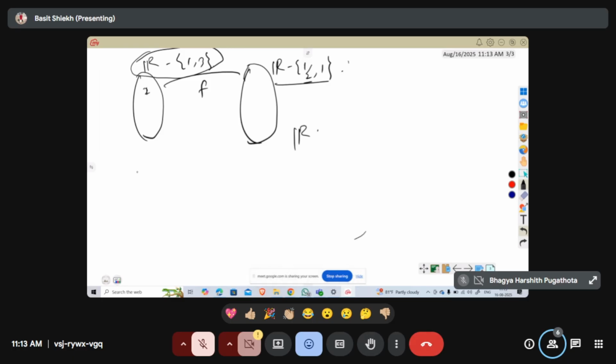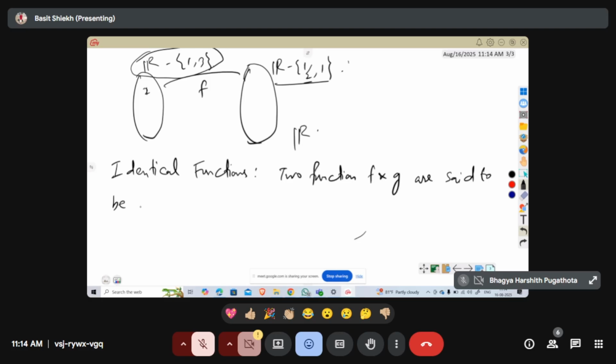Now we have identical functions. Two functions f and g, f of x and g of x, are said to be identical if, first, the DOD of f equals the DOD of g. Domain of definition, or we can say domain of f equals domain of g.